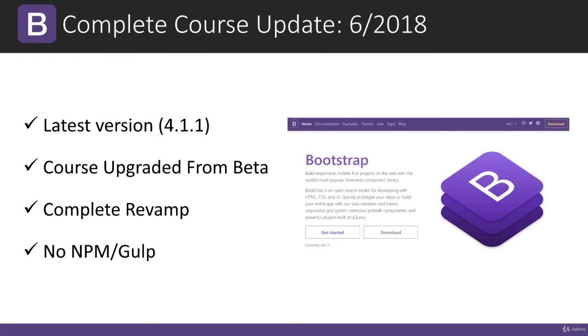Now, this course was initially released in 2017 using Bootstrap Beta, but every video and all the projects have been completely redone to use the latest version at this time, which is 4.1.1. Now, this course has also been simplified by removing the compiling with gulp and using npm to install Bootstrap. I found that many people were struggling with this, and it actually took away from learning the actual Bootstrap framework. Okay, so we're still going to learn about Sass. In one of the projects, we're going to use a graphical tool called Koala to compile our Sass.